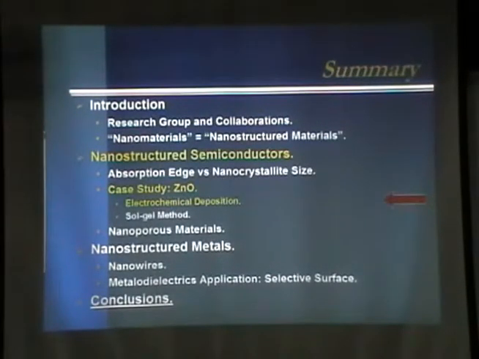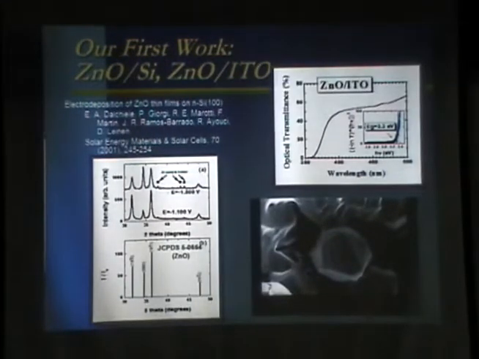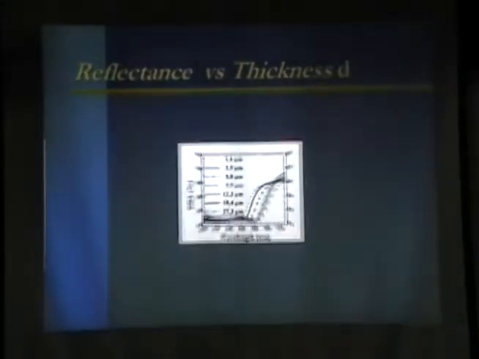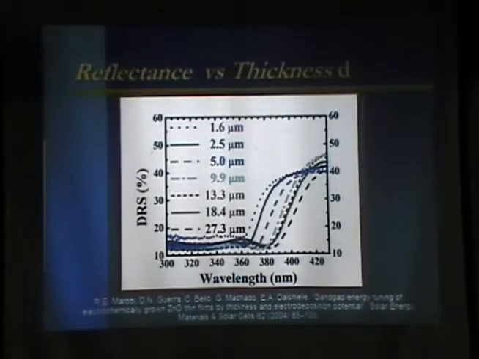Then I want to show you some examples of this material prepared by electrochemical deposition, right? This is our first work on the material, where it was prepared over a silicon substrate. This is the crystalline structure that corresponds with the hexagonal lattice. And here you have the optical properties, where you can see a clear absorption edge close to 375 nanometers, which corresponds with 3.3 electron volts. The most important thing is that this absorption edge shifts with many parameters of the deposition method.